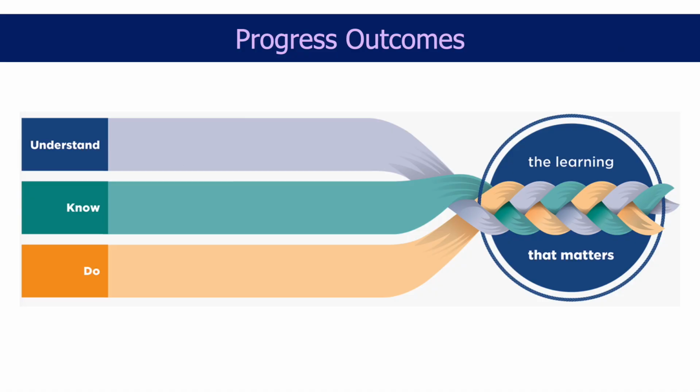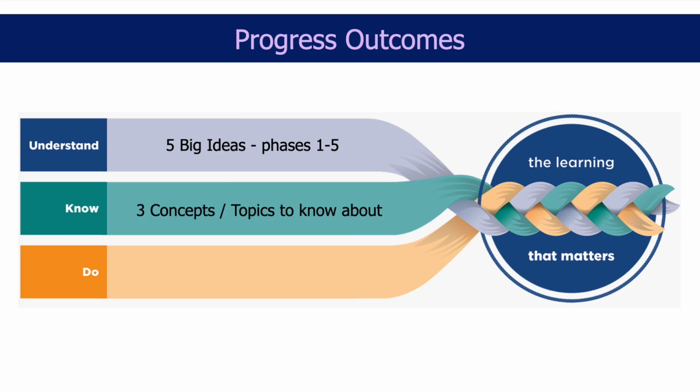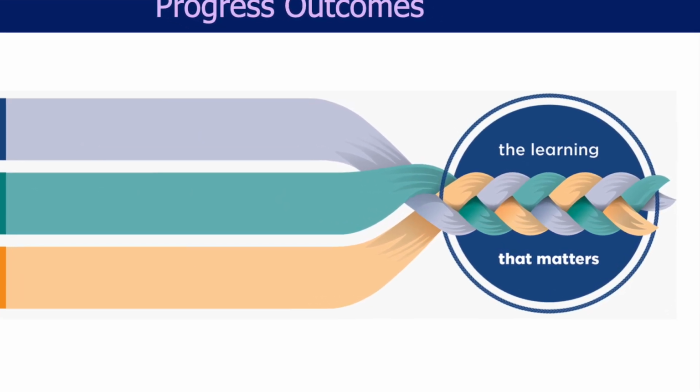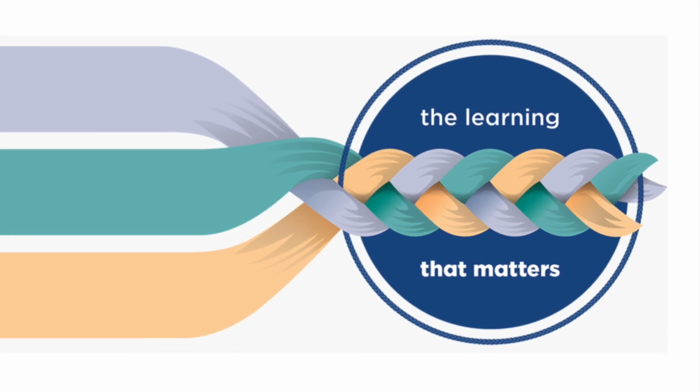They follow the understand, know, do framework we're all familiar with now, and it outlines 5 big ideas that students will develop increasingly deeper understanding of over their entire time at school. So these stay the same across all 5 phases. The knows describe 3 important, meaningful concepts through which the students will develop their understanding of those big ideas, and the do's describe 4 practices, strategies, processes, skills, things like that, that are used to both learn and apply the big ideas and concepts. And the graphic shows that the ideas are there to be interwoven across the literacy program.